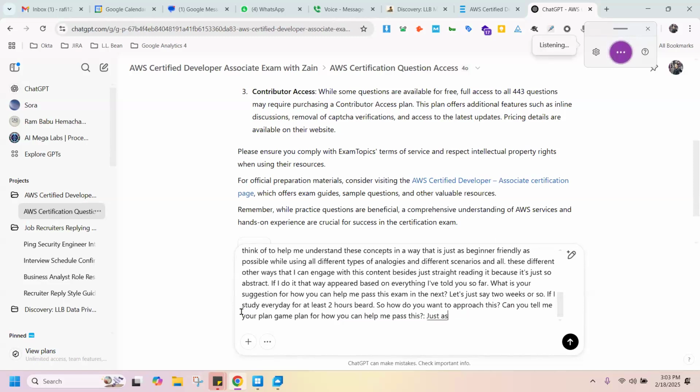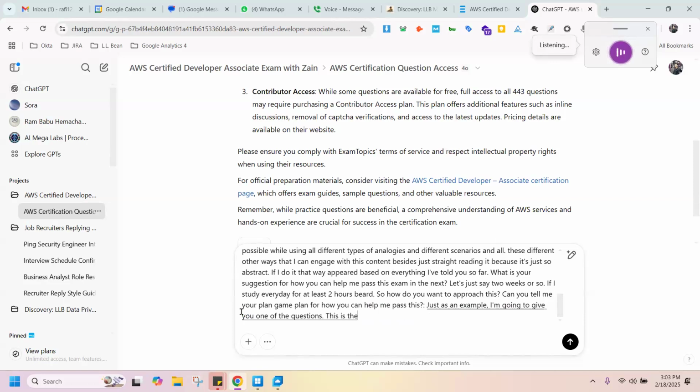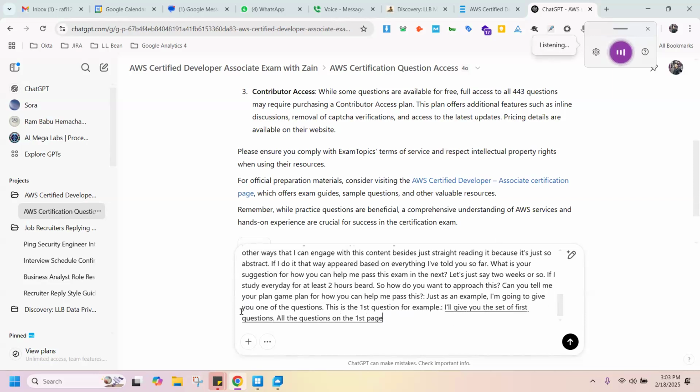Just as an example, I'm going to give you one of the questions. This is the first question, for example. I'll give you the set of first questions, all the questions on the first page, basically, so you can have a look.